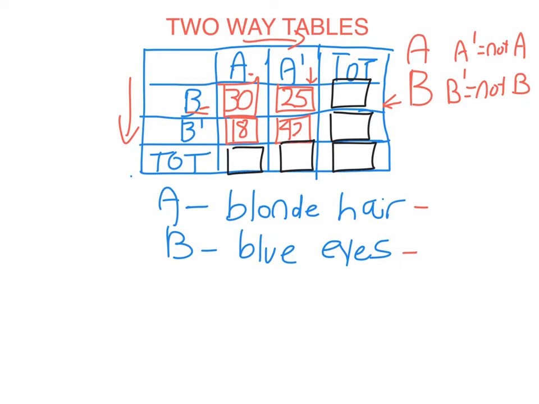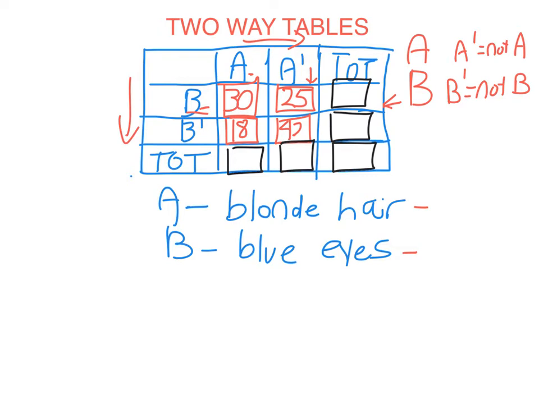So those four numbers in red represent the four possibilities. They could be in category A only, category B only, in both, or neither. And that's what would happen in real life. A student could have blonde hair but not blue eyes, blue eyes but not blonde hair, both blonde hair and blue eyes, or neither blonde hair nor blue eyes.